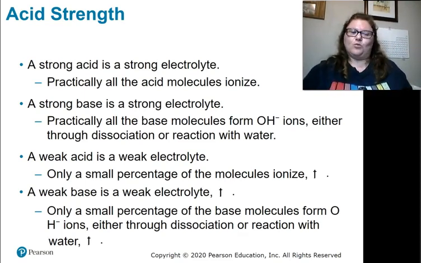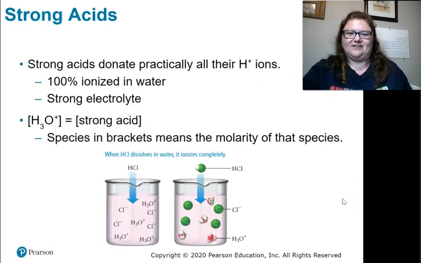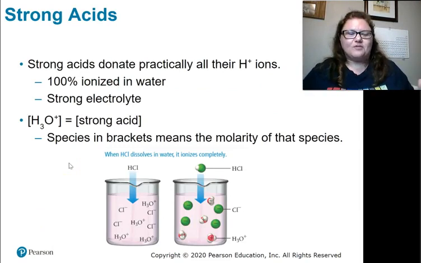A weak acid is a weak electrolyte, which says that only a small percentage will ionize. A weak base is a weak electrolyte. Only a small percentage of base molecules form OH ions. I'm not quite sure what happened with this symbolism here, but we'll explain the chemistry right here. If it's a strong acid, that just means it completely breaks apart into its ions when in water. It's strong if it all breaks apart.